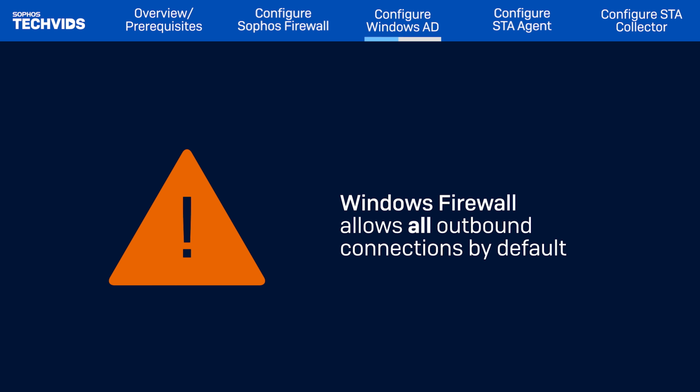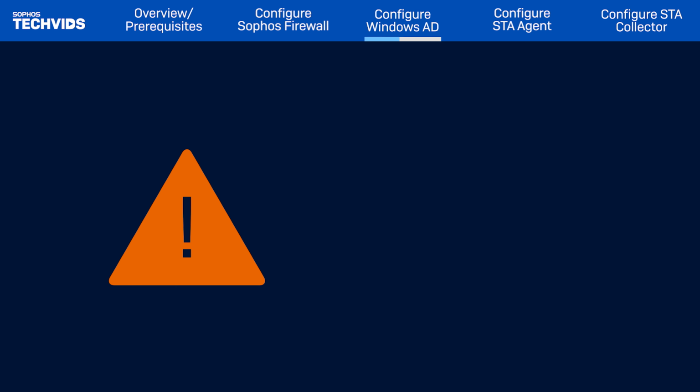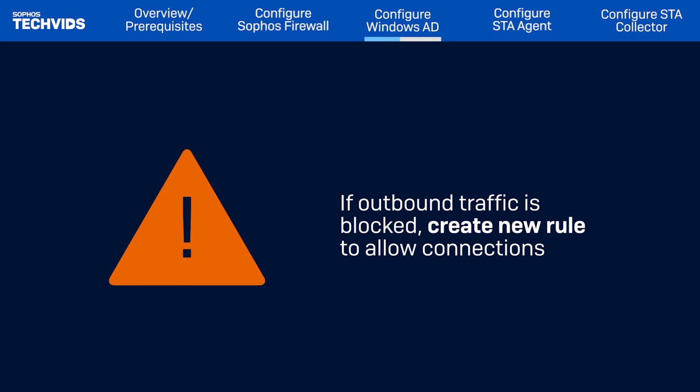By default, Windows Firewall allows all outbound connections, so no configuration is typically required. However, if outbound connections are blocked by default, you will need to create firewall rules to enable this traffic.